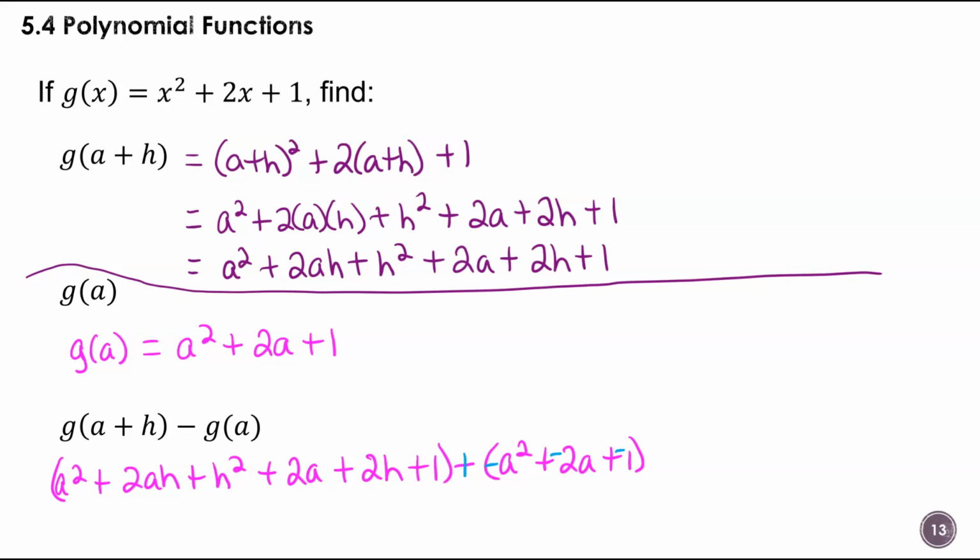So here's what happens. A squared and a negative a squared is going to be a 0. I have a 2a and a negative 2a, so that's also 0. I have a 1 and a negative 1, so I have a 0 again. And here's what's left of this. I have the 2ah, and then I have h squared plus 2h, and that's it. That's all I have left.